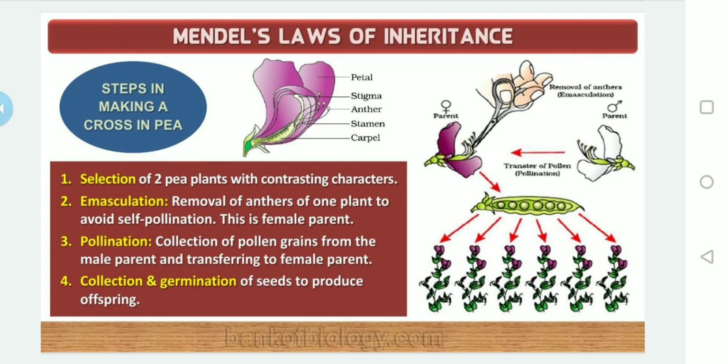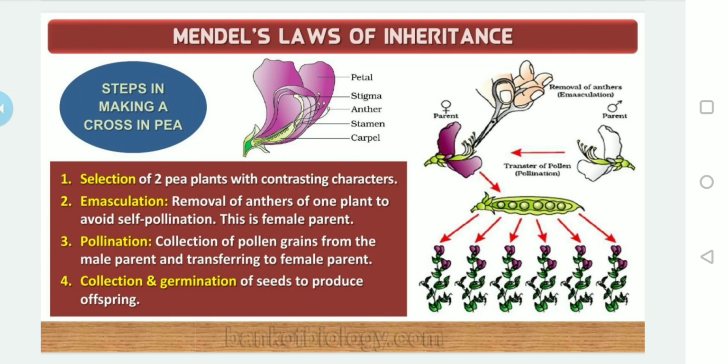Did you get it? Yes. Then pollination: the collection of pollen grains from the male parent and transferring them to the female parent. Then collection and germination. After the complete growth of that plant, it will produce a number of seeds, isn't it? The collection and germination of the seeds produces the offspring. This process will continue in the name of F1, F2, F3 generations.